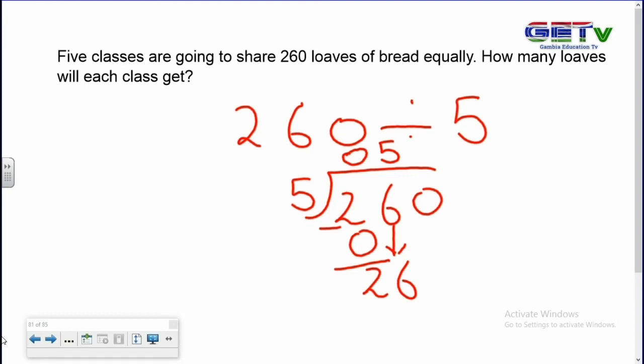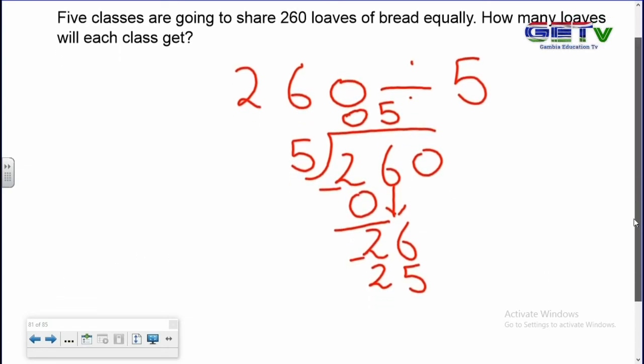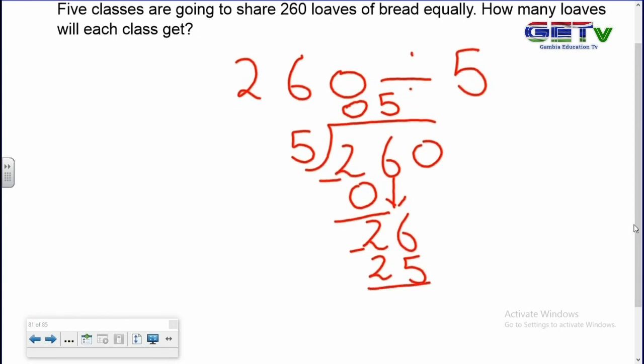5 times 5, 25. 26 minus 25, that's 1. Let's bring our final 0 down.